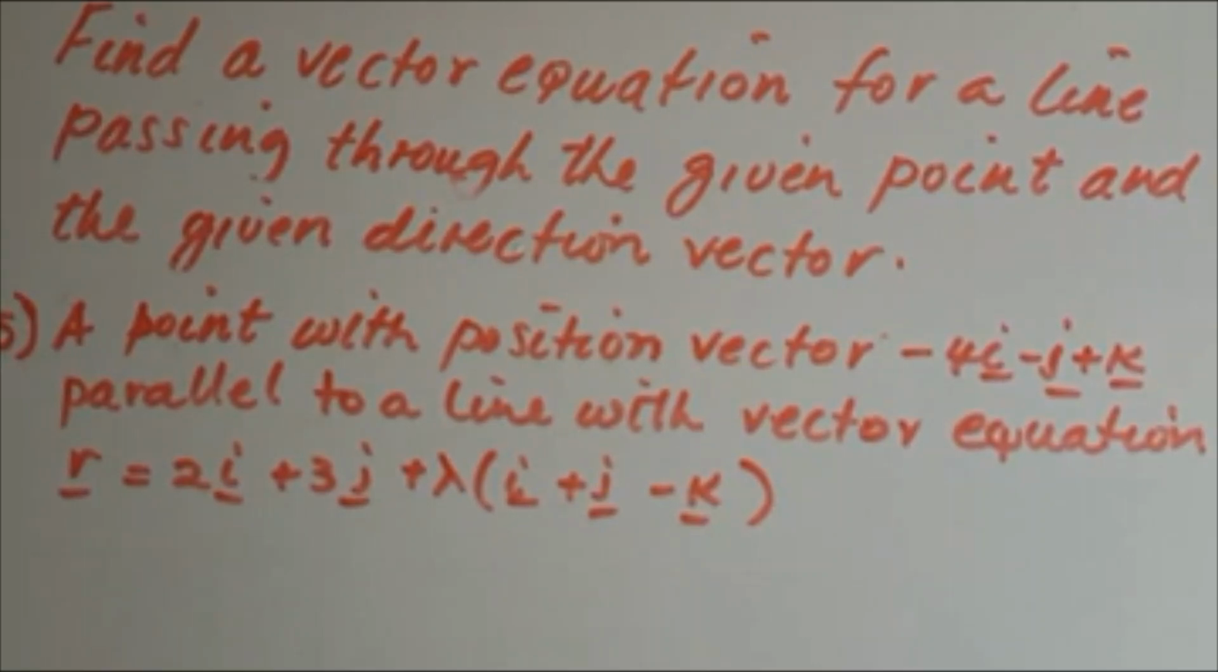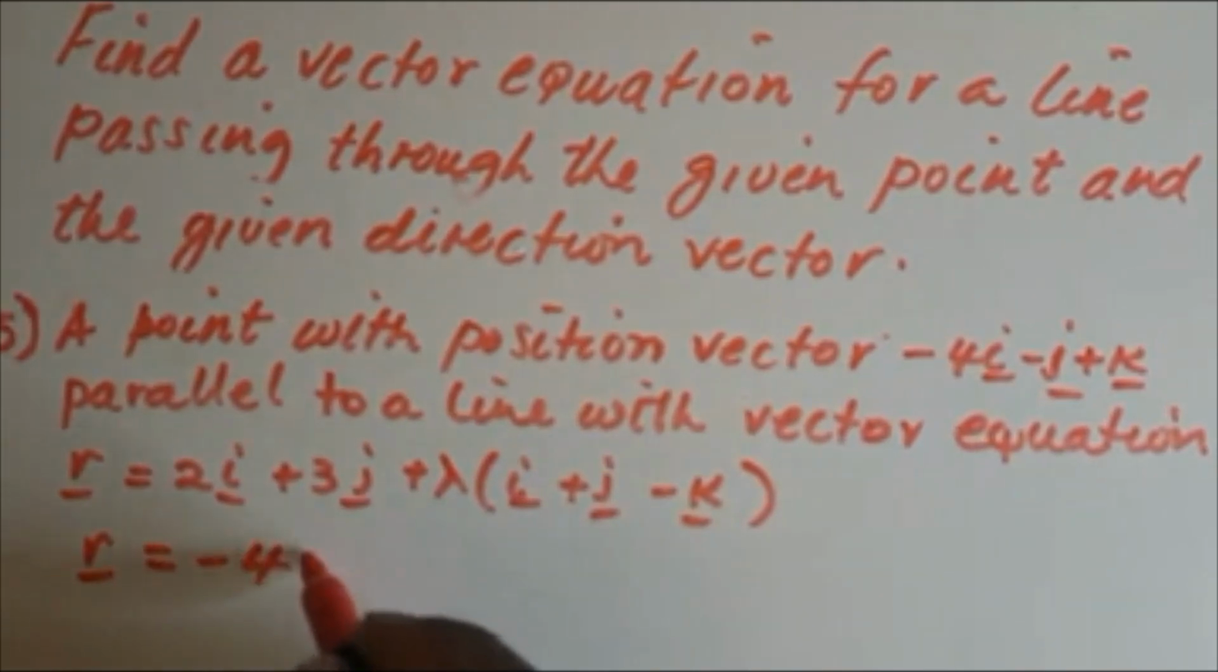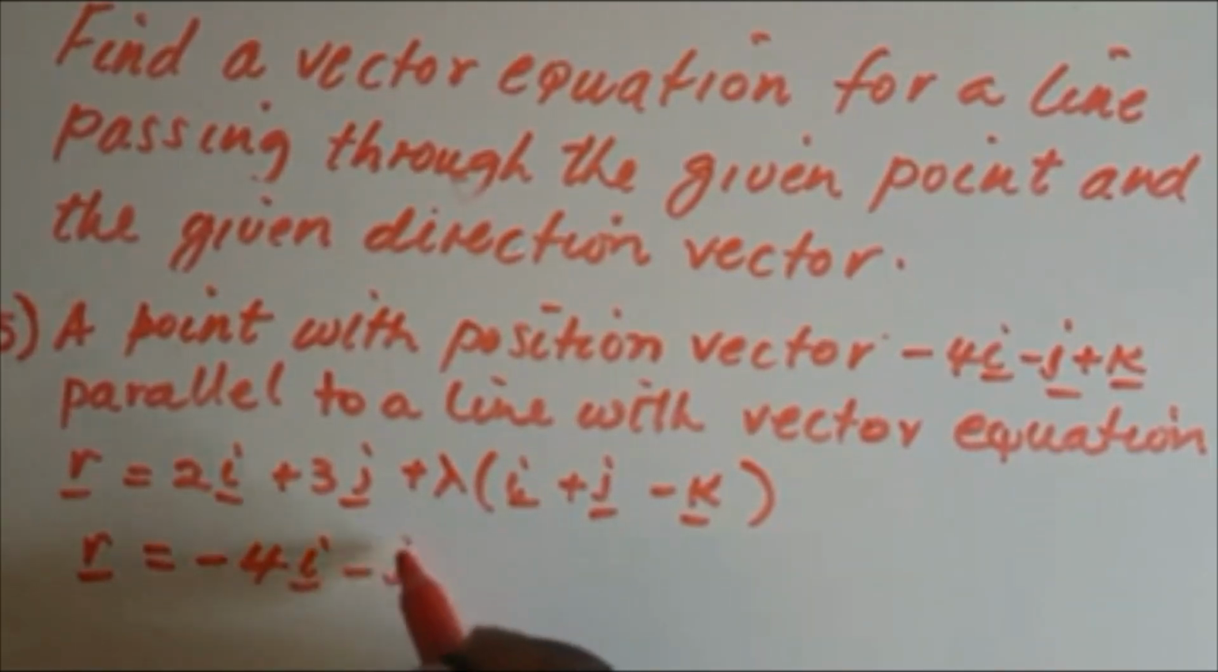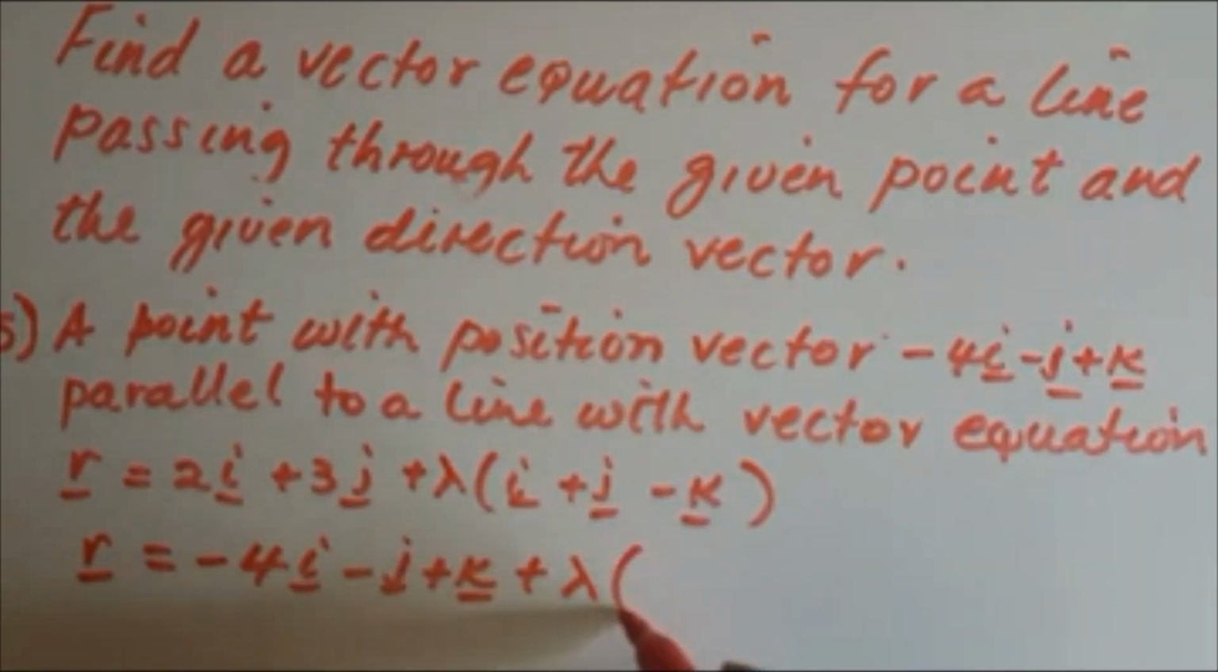Now a line parallel to the vector equation will be simply, well, we're given the position vector here, minus 4i minus j add k, and if it's parallel to a line with a vector equation, then it's parallel to this direction vector, and so we use the same direction vector.